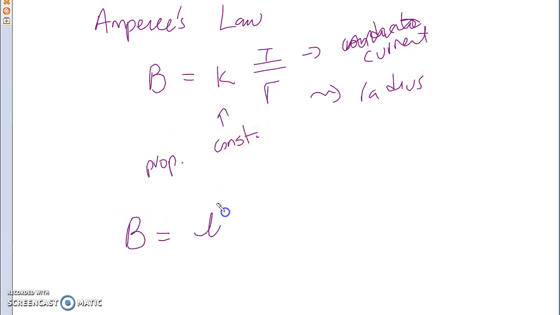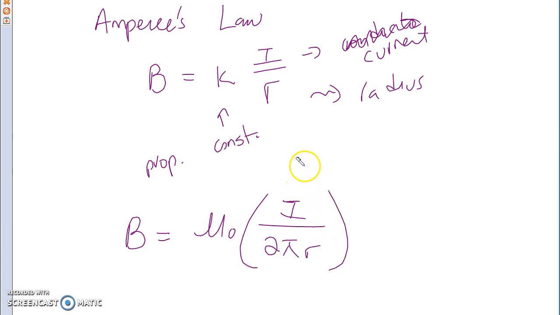Or you could write this down as B equals mu naught I over 2 pi R. So both of these formulas will give me the magnetic field. We said magnetic field, of course, is measured in Tesla, correct? So this was for a conductor.